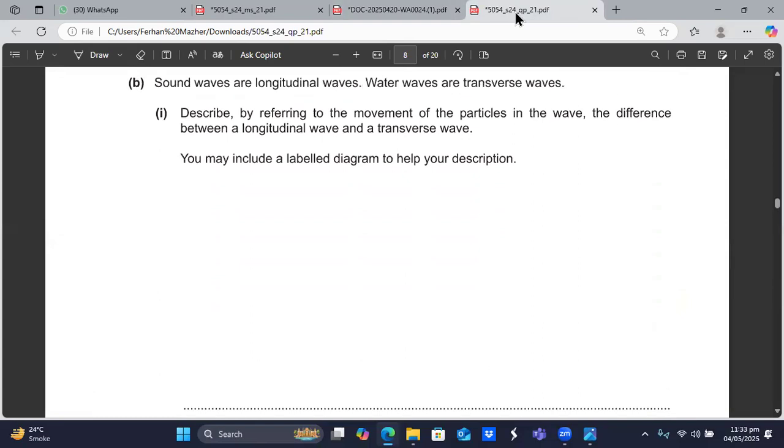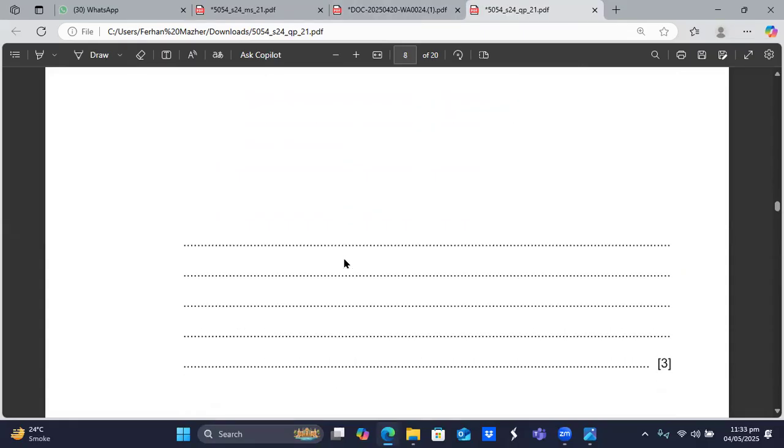Question 4B, first part. Sound waves are longitudinal waves. Water waves are transverse waves. Describe, by referring to the movement of the particles in the wave, the difference between a longitudinal wave and a transverse wave. You may include a labelled diagram to help your description. So very simple, we can draw. It's a 3 marks question.